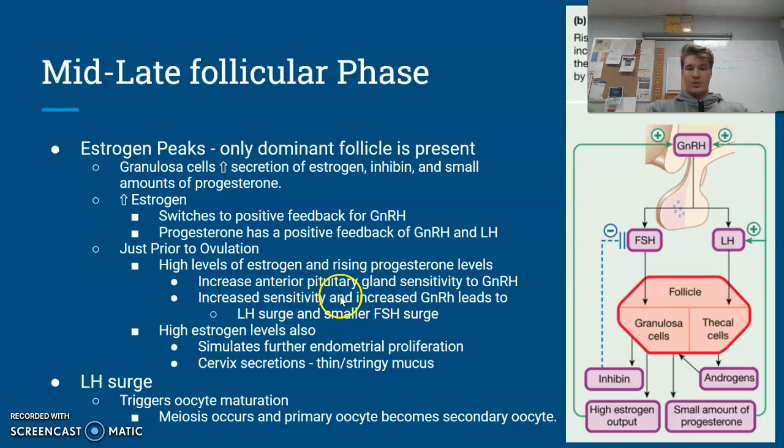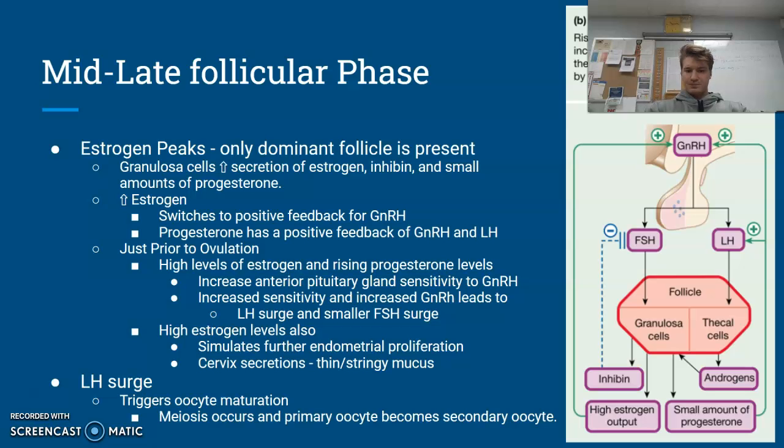So that, coupled with the increased release of gonadotropin-releasing hormone via this positive feedback with estrogen, as well as the positive feedback to luteinizing hormone with small amounts of progesterone, we're going to see the luteinizing hormone surge. We see a smaller surge with follicle-stimulating hormone because it is being inhibited by inhibin. The high levels of estrogen stimulate further endometrial proliferation. At this time, the cervical secretions are going to be optimal for sperm entry. They're going to be thin and stringy mucus.